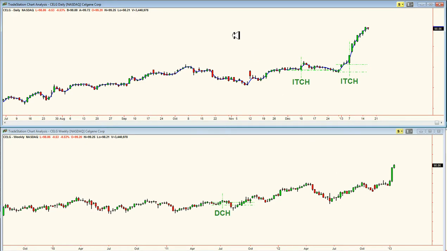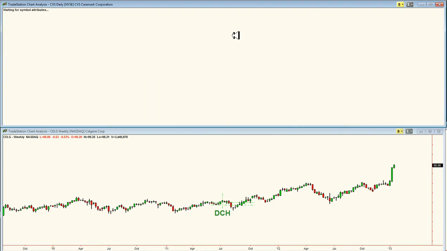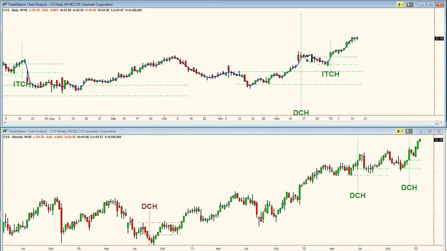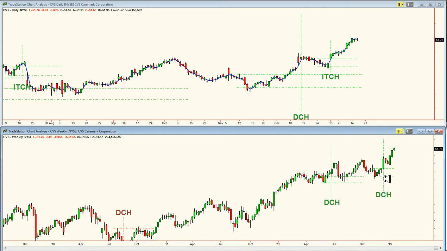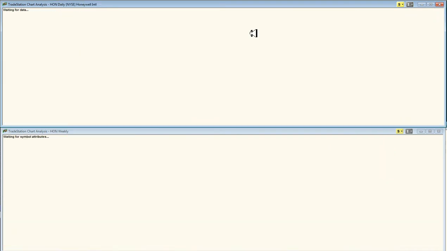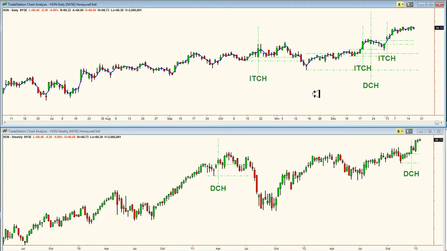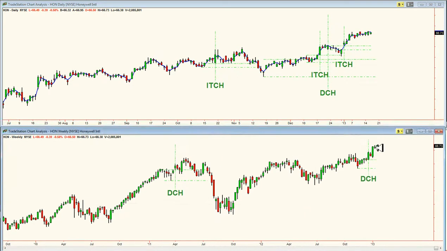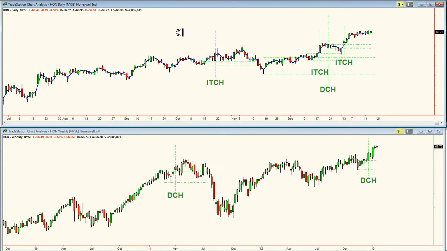Let's take a look at a few others on the daily chart. CVS. You can see CVS firing a nice itch here after a DCH on the weekly chart. The DCH fired in December, and then a nice pullback and then a continuation of trend with the itch, again green for bullish. How about HON? HON again fired an itch here and an itch before the DCH pullback and another itch that fired for again a continuation of trend.